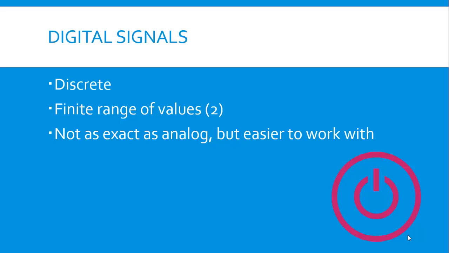I've put a power symbol there because basically those are the choices. It's also where the power symbol comes from. You'll see there that it's a circle and a line. The circle represents digital zero. The line represents digital one, on and off.